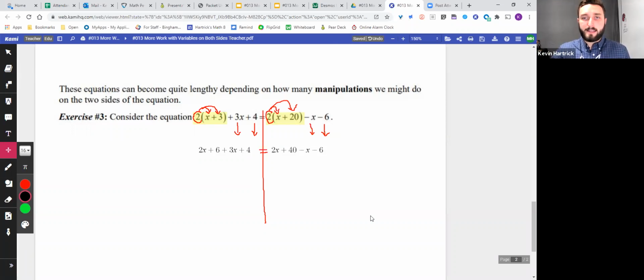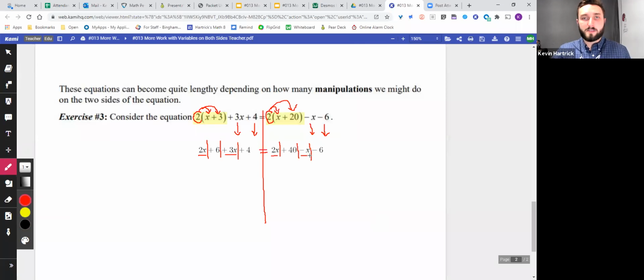My next idea is to combine like terms. So remember back to a lesson or two ago when we talked about combining like terms. Whenever I have situations where I have more than 2 terms on a side, it's more than likely that I have some terms that I can combine, okay? So I'm noticing that I have an x term and an x term there. I have an x term and an x term here.